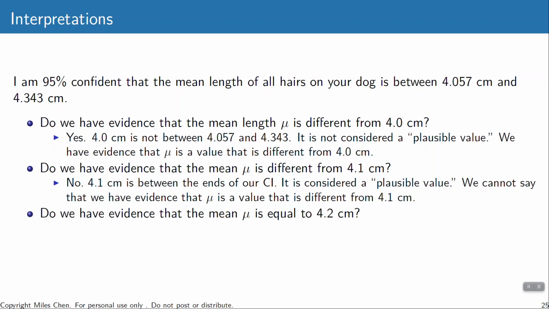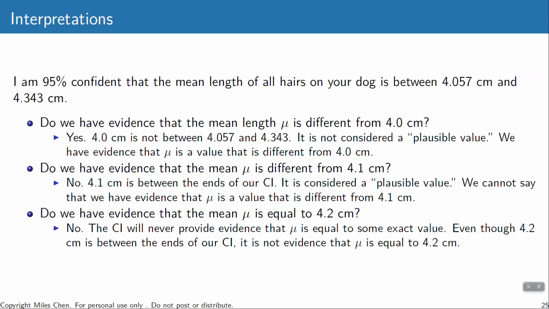But on the other hand, can I say it's equal to 4.1 or equal to 4.2? And the answer there is no, I can't say that either, right? So I can say, well, it could be 4.1, but I can't say that it is for sure 4.1. I can't say that it's for sure 4.2 either, right?